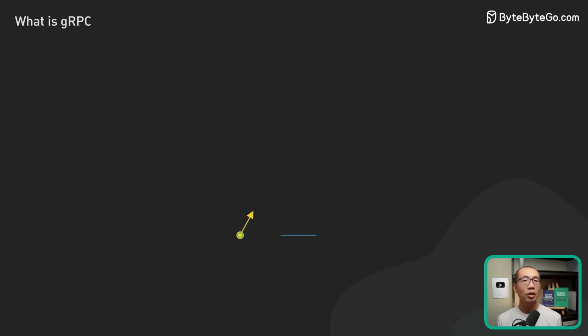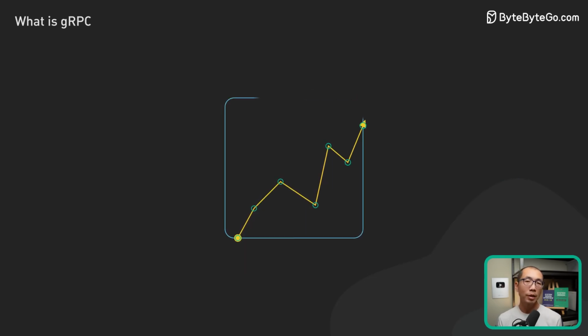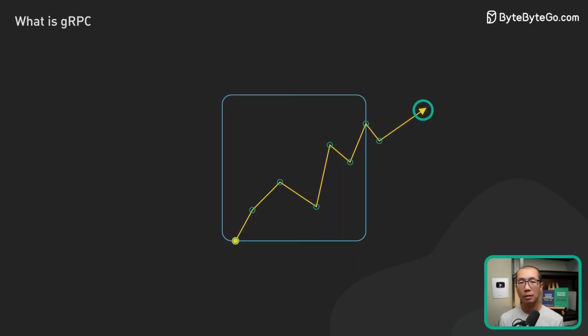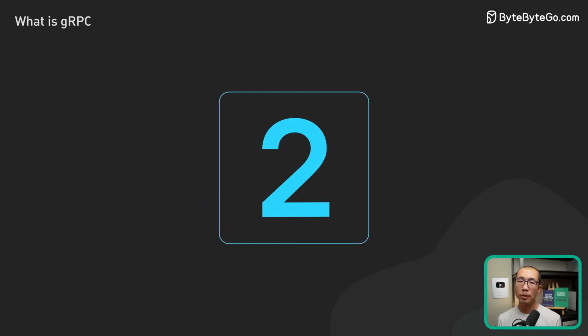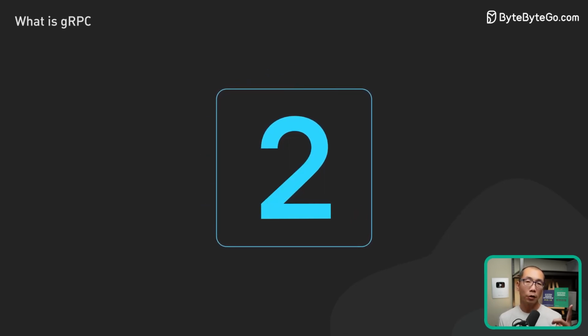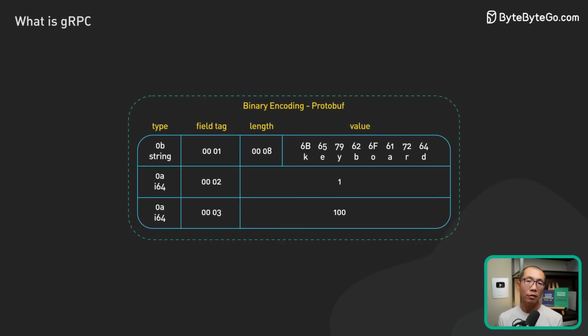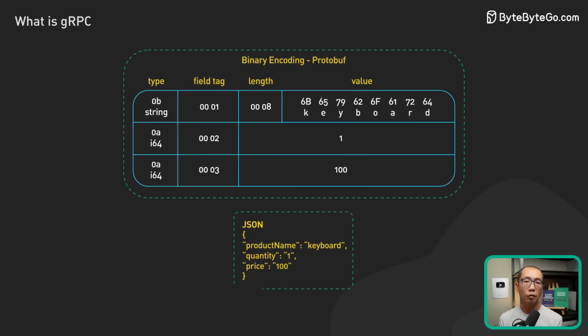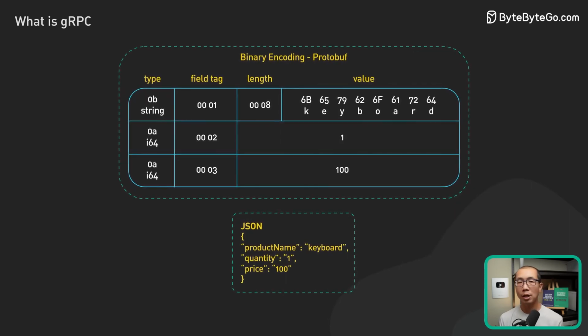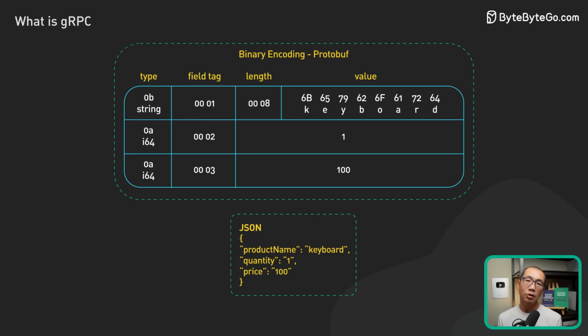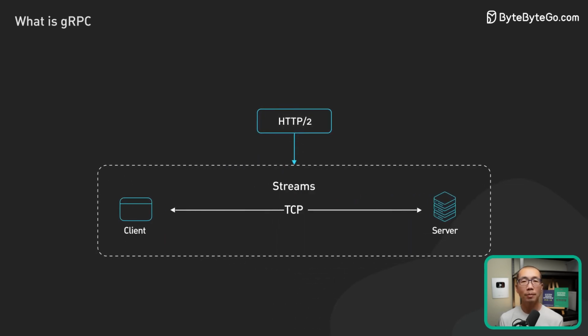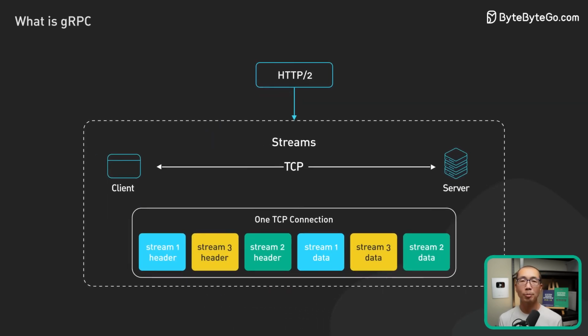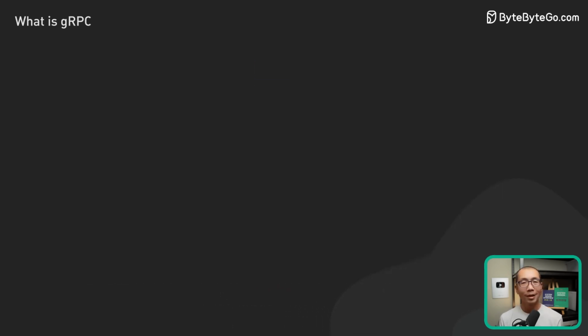The second reason why gRPC is so popular is because it is high performance out of the box. Two factors contribute to its performance. First, protocol buffer is a very efficient binary encoding format. It is much faster than JSON. Second, gRPC is built on top of HTTP2 to provide a high-performance foundation at scale. The use of HTTP2 brings many benefits.